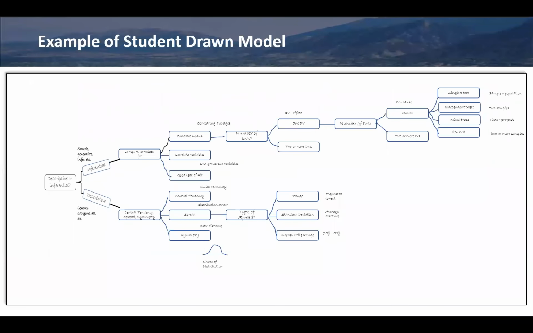Here is an example of a student-drawn model that emerged after the instructor used problems to guide the students through multiple paths in the decision model. This can occur over the course of one or many lessons. This can also be used to guide their thinking during homework or even after they complete the course.